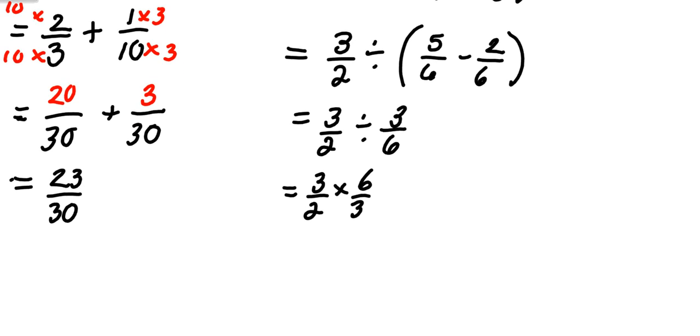Again, if you want, you could cancel things. So for example, that can cancel and that can cancel, and you'll be left with 3, or 3 over 1, but remember we would leave 3 over 1, we would write that as 3, and that would be your final answer.